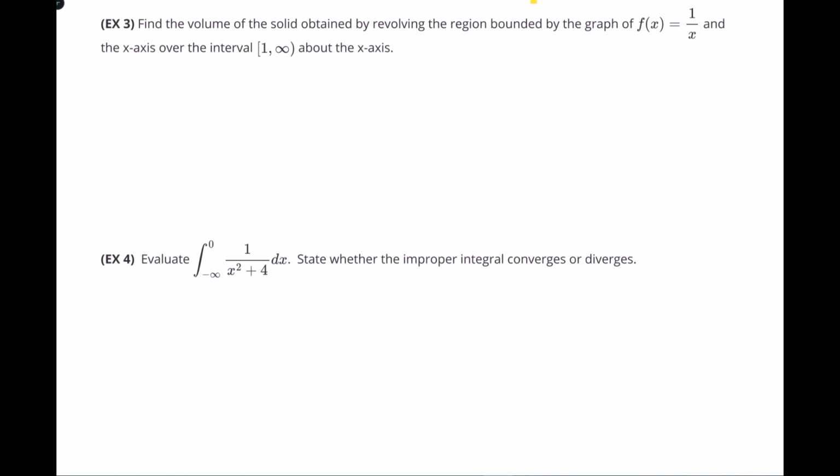Find the volume of the solid obtained by revolving the region bounded by the graph of f of x equals 1 over x and the x-axis over the interval 1 to infinity about the x-axis.